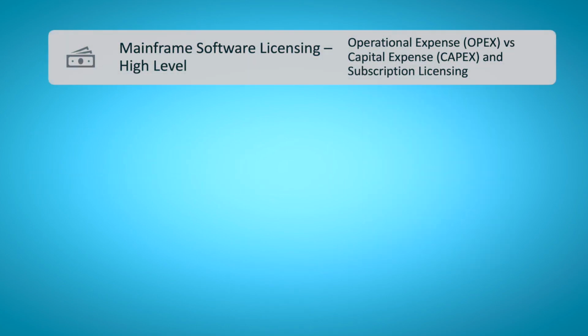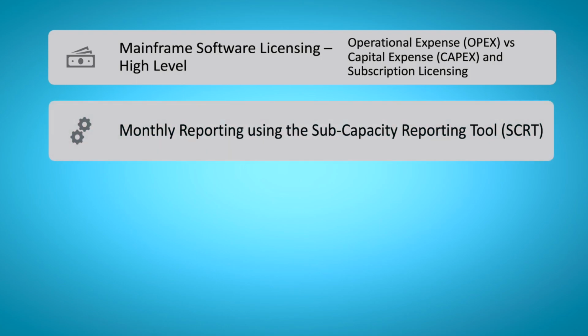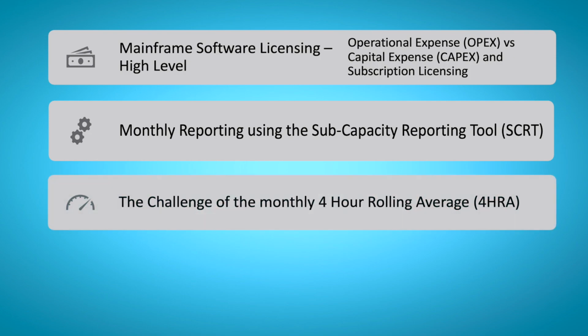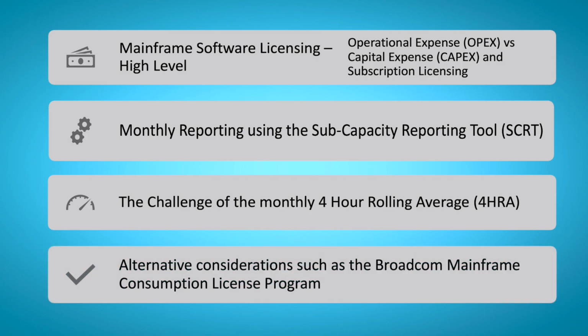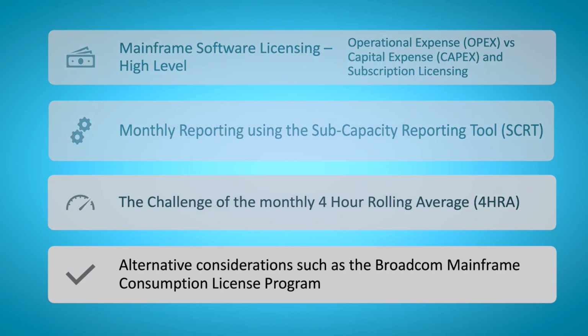In today's discussion, we'll touch upon mainframe software licensing, operational expense versus capital expense, and then subscription licensing. We'll discuss the monthly reporting using the Subcapacity Reporting Tool from IBM, the challenges that we experience with managing to a 4-hour rolling average, as well as alternative considerations such as a Broadcom Mainframe Consumption Licensing Program.